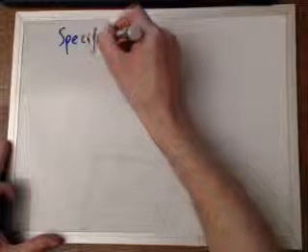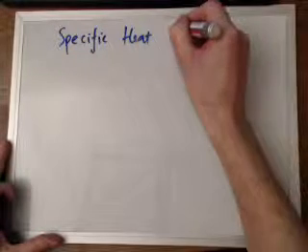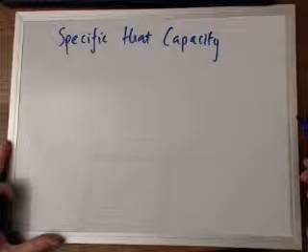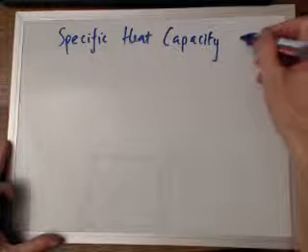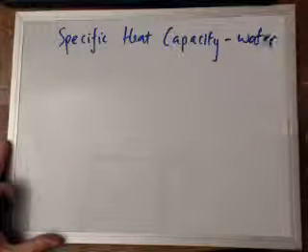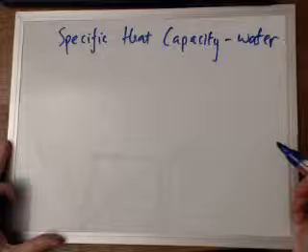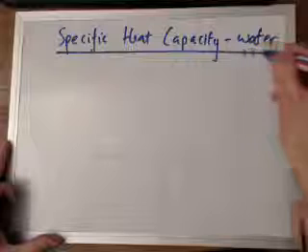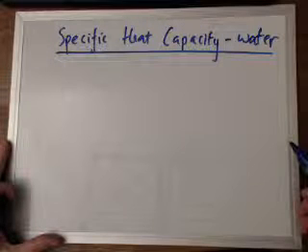Hello, in this video we will be looking at how to determine the specific heat capacity. How do we calculate the specific heat capacity by experiment of water? Okay, it could be other materials, but we look at how it's found in water. Now to do that, we need to look at the equations we use.